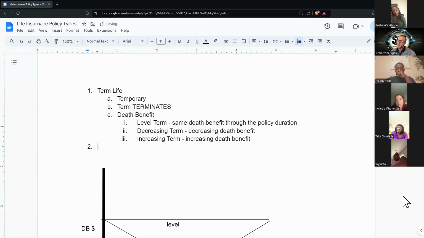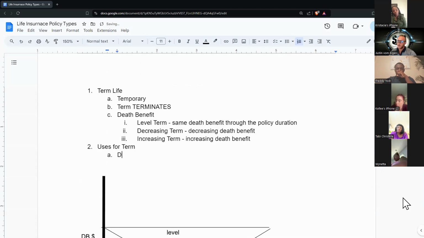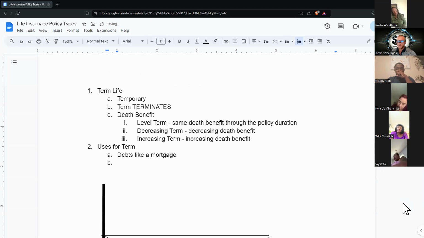So we're going to look at uses for term. Cover debts, like a mortgage. Human life value. You guys are going to learn about that. Human life value is how much you're worth to your family. So it's essentially like your income over the next however many years. What's your value to your family over the next 20 years? They factor in how much you make plus inflation, raises, stuff like that. Make sense? Okay.